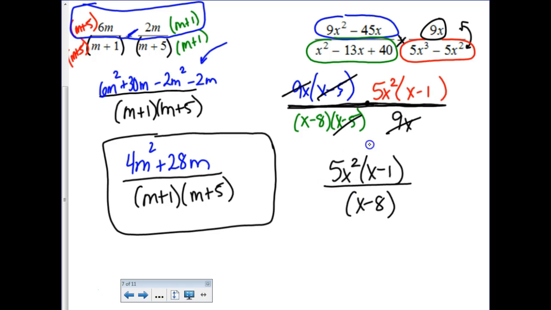And you'll notice that I often keep my binomial factors in parentheses as well. That just stops kids from doing crazy canceling at the end. So use that little trick if you want. Okay, on the back.